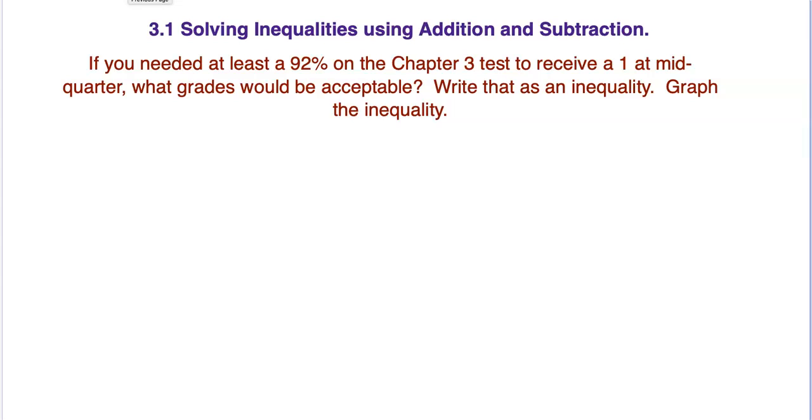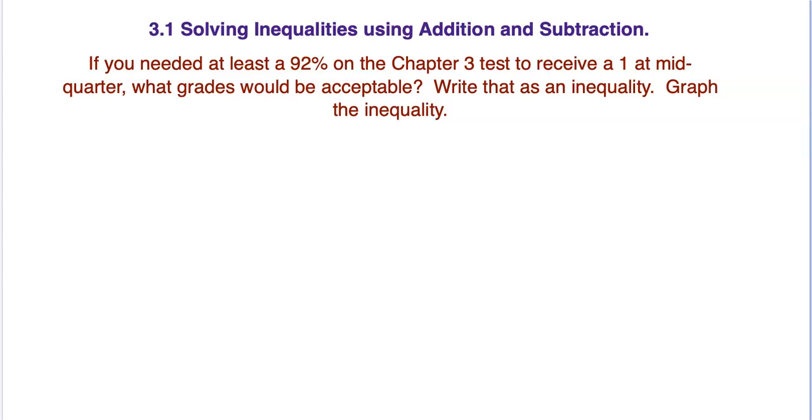This is lesson 3.1 on solving inequalities using addition and subtraction. So here's a scenario. If you need at least a 92% on the Chapter 3 test to receive a 1 at mid-quarter, what grades would be acceptable? And we're going to write that as an inequality.